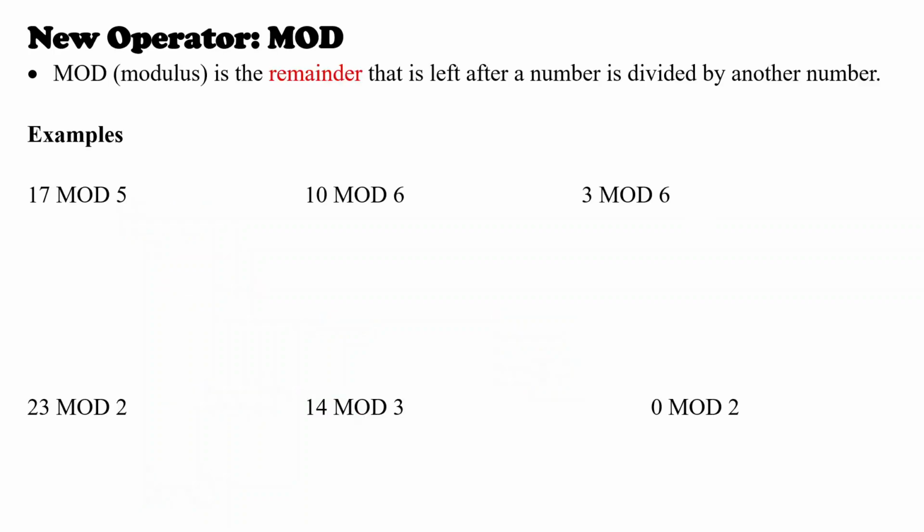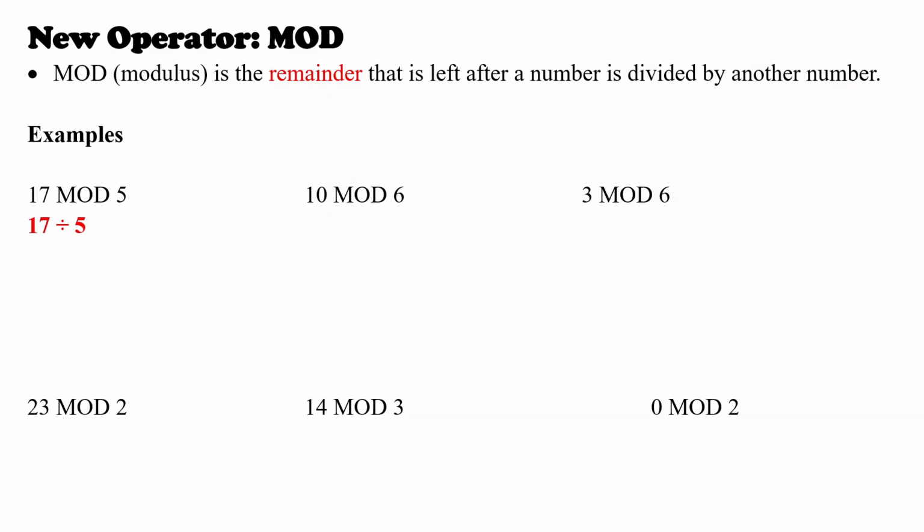The first one is actually a new operator called mod. MOD is what it's going to look like in the pseudocode. MOD stands for mod or modulus, and it's the remainder that is left after a number is divided by another number. So you got to think back to when you did long division in elementary school. If I have 17 mod 5, what does that even mean? It means take 17, divide it by 5, and what's the remainder?